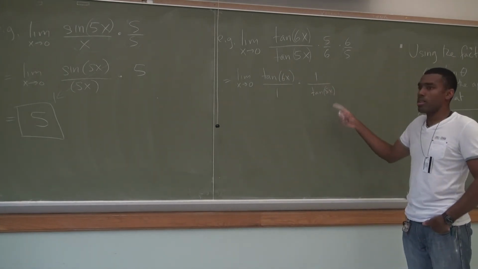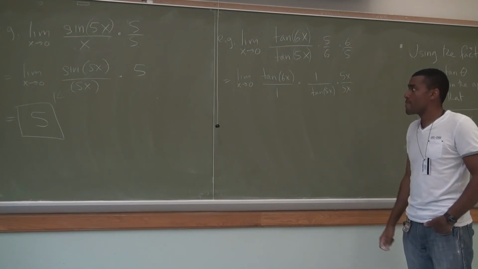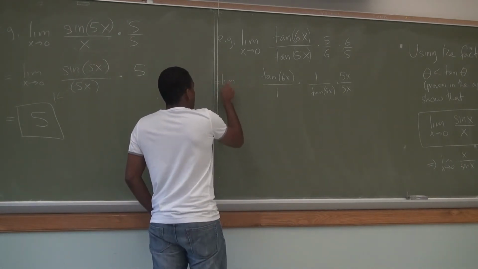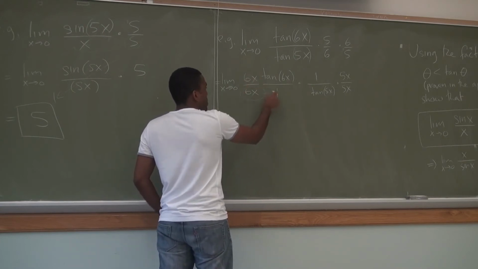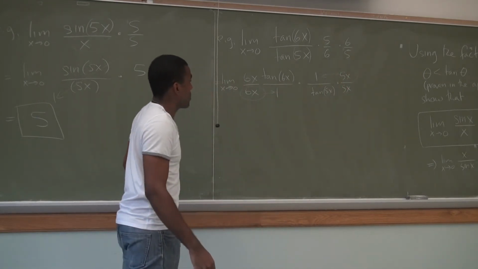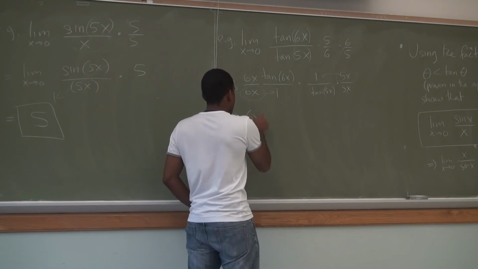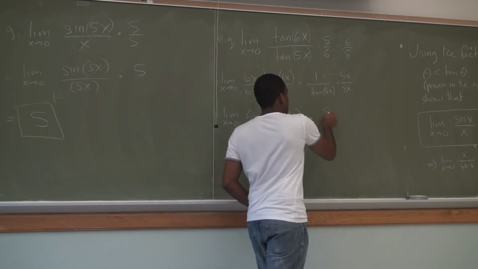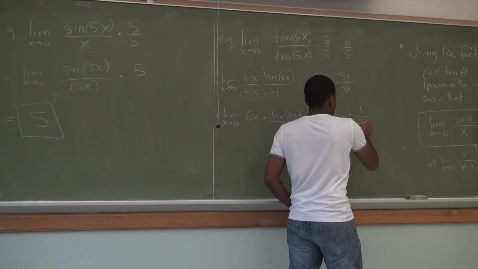So if I want the top to be 6x, I multiply by 6x and divide by 6x. Here I want the bottom to be 5x, so I'll just multiply the top by 5x and the bottom by 5x. Now in this case I can move the denominator over here because it's multiplication. And in this case I can move the numerator over here. It's multiplication, right? So now I will have 6x times tangent of 6x over 6x times 5x times tangent of 5x over tangent of 5x times 1 over 5x.